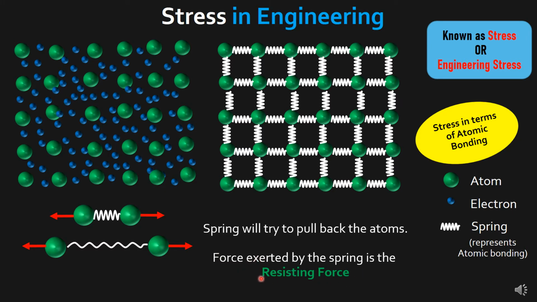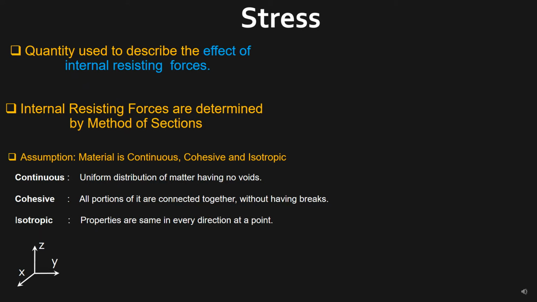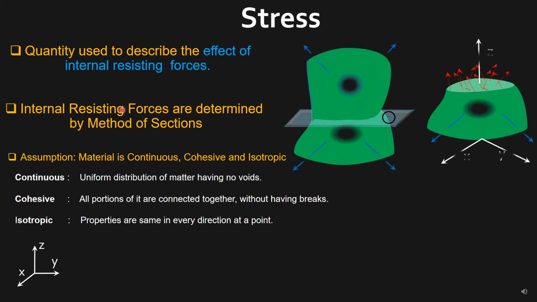So here, if you're disturbing the atoms from the equilibrium position, they are trying to regain their equilibrium position, and this regaining of the equilibrium position is due to the resisting force, and this resisting force is related to the stress. So stress, if you have to define it in a very simple language, then we can say it is the quantity which is used to describe the effect of internal resisting forces. And how are internal resisting forces determined? They are determined by the method of sections, which is already explained in my previous video.